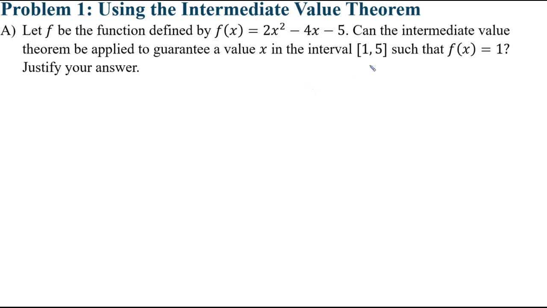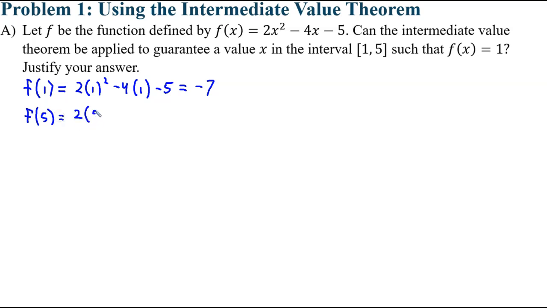What I'm going to do is look at my endpoints plugged into my function. So we'll look at f of 1, which will be equal to 2 times 1 squared minus 4 times 1 minus 5. So we have 2 minus 4 is negative 2, minus 5 would be negative 7. And we'll also look at f of 5, the other endpoint. That's going to be 2 times 5 squared minus 4 times 5 minus 5. So 25, 50, minus 20 would be 30, minus 5 would be 25.